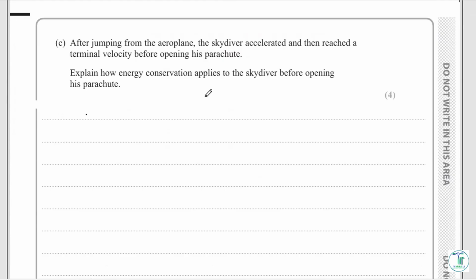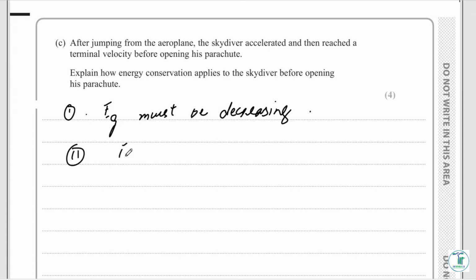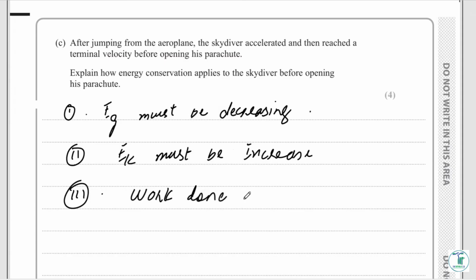So when he is jumping downwards, what does that mean? First of all, the gravitational energy must be decreasing, right? And when the gravitational energy is decreasing, what does that mean? That the kinetic energy must be increasing, right? Because we need to conserve the energy. And if the kinetic energy is increasing, where is the other type of energy going? You need to do some work against the air resistance as well, right? Energy must be dissipated in this form.